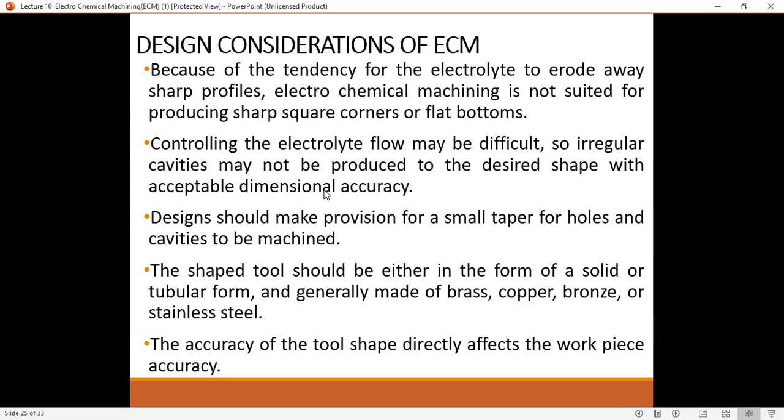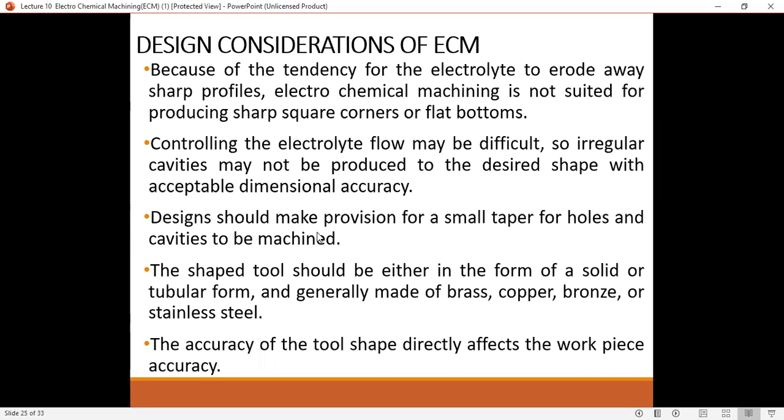So because of that, if that's what you want, a final product which has a lot of irregular cavities, and so on and so forth, you might not get that at the end of the process.